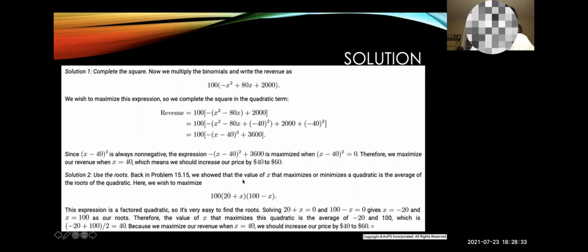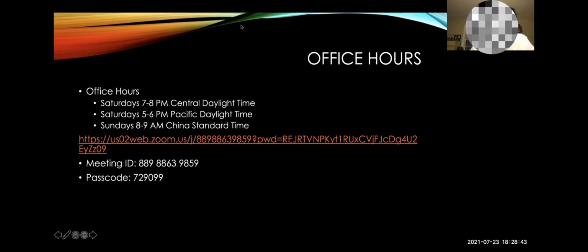Back in an earlier problem, it talks about this as well. This expression is a factored quadratic because we factored it out, so it's easier to find the roots. And that's essentially it for that problem. If it's still a little confusing, you can take a look at it again later when I send out the PowerPoint.